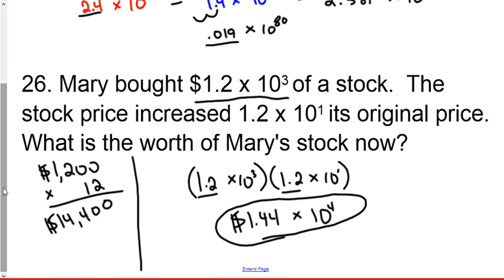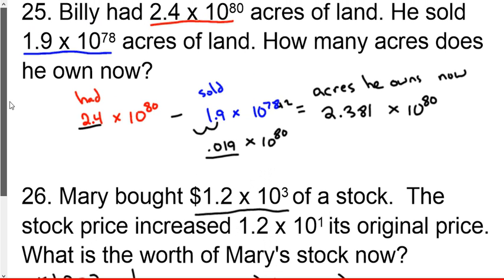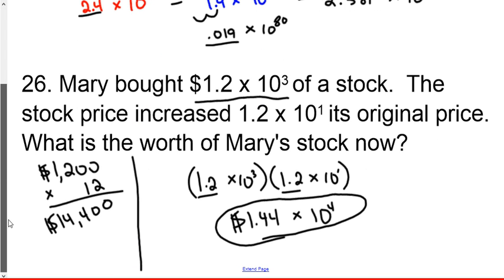For both of these, I would prefer you to restate it in a sentence. Number 25, Billy had 2.381 times 10 to the 80th power acres after he sold the land. And on 26, Mary's stock is now worth 1.44 times 10 to the fourth power.